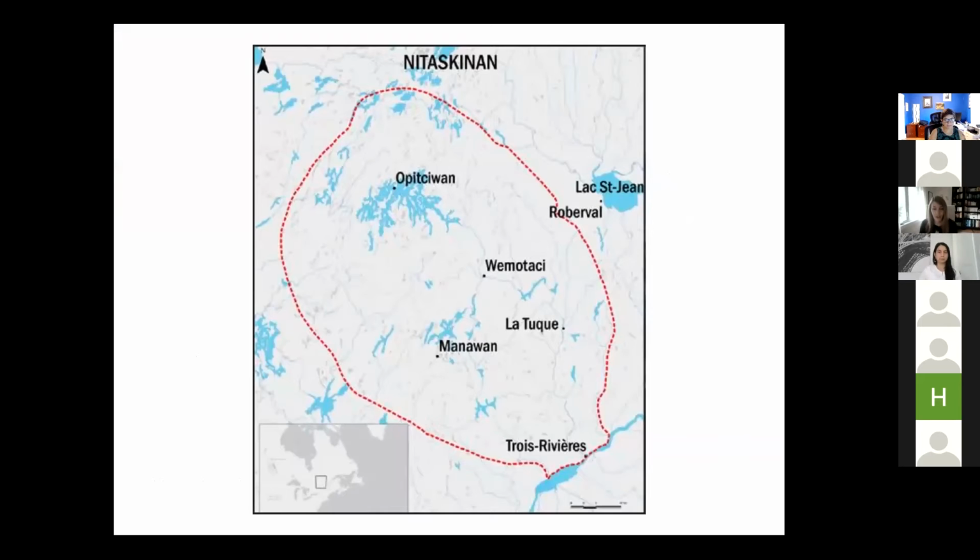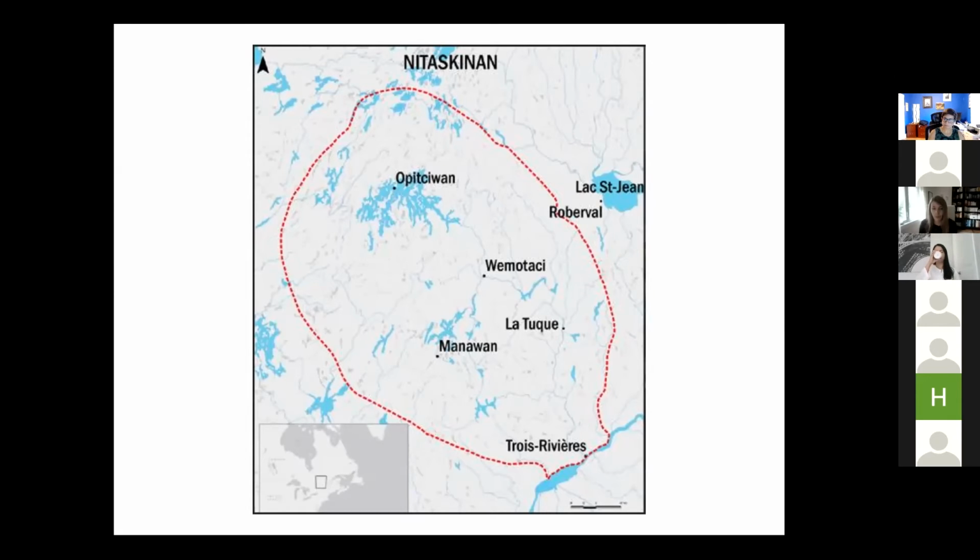And a little bit of context. You have to know that the Atikamekw communities are located in territories that are served by 3 different regional health and social service authorities. So the 3 Atikamekw communities are Obijwan, Wemotaci, and Manawan. And they are all in different regions.